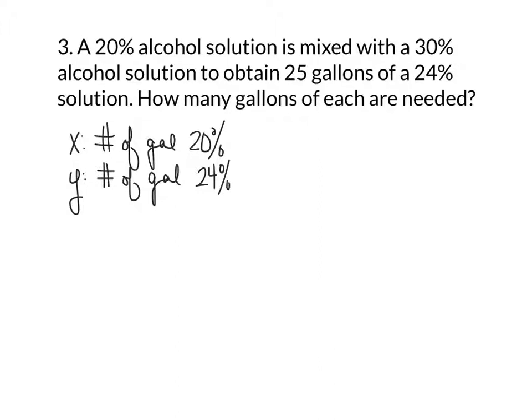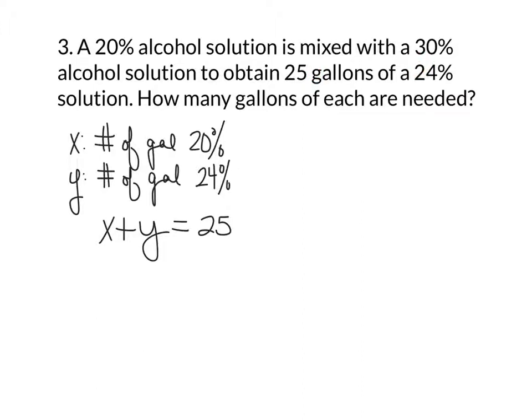So if we look at this, we then use the x and y to set up our equation. Let's start with the easy one. We know that the total number of gallons is 25. So that's going to be x plus y equals 25. Looking at that, we then have to write our second equation. This is where it becomes a little trickier, because we've got to think about what we're doing here. We're mixing a solution that's only 20% alcohol and 30% alcohol. We're mixing those together to give us a total of 25 gallons at 24%.